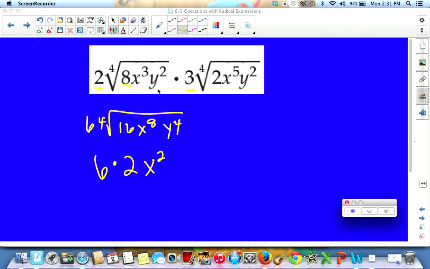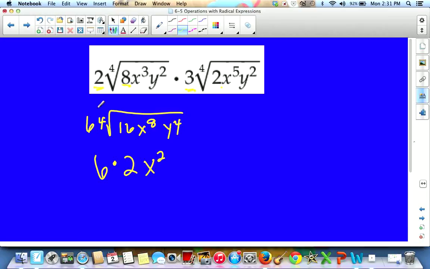And then we have the 4th root of y to the 4th. Got to be careful here. We have an even, and then an even, and we end up with y to the 1st, so it's an odd, so it has to be an absolute value bar, so even, even, odd. So our final answer should be 12x squared, y in absolute value.